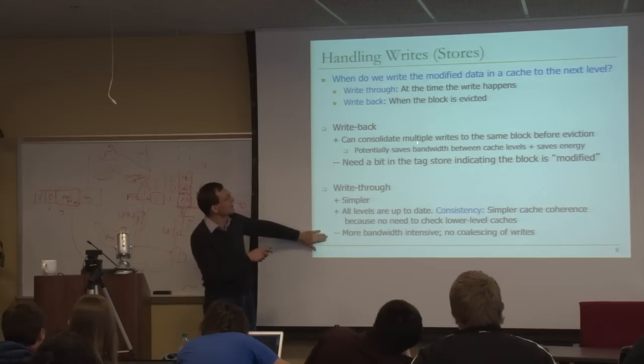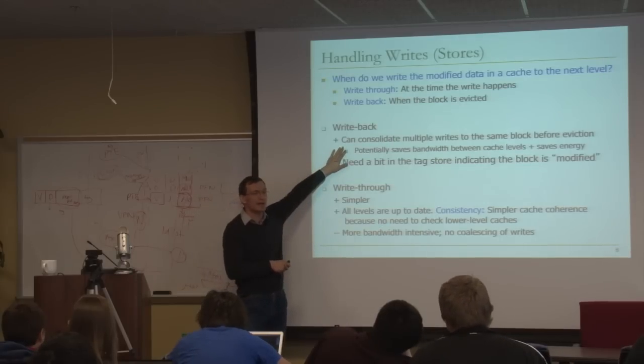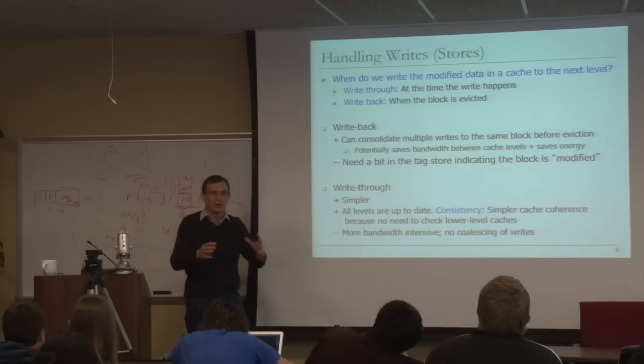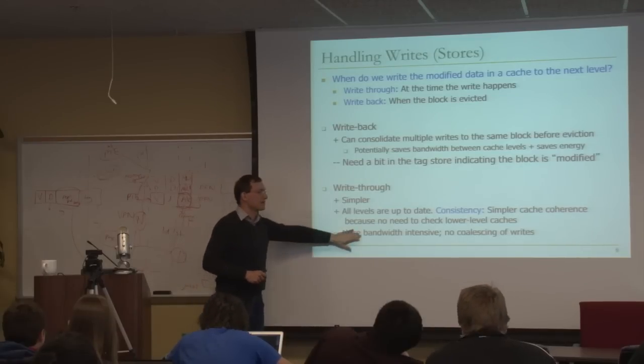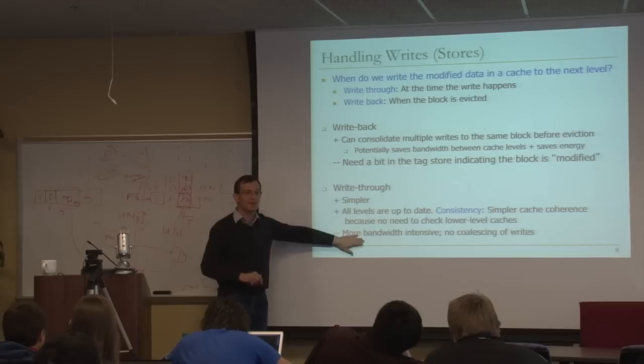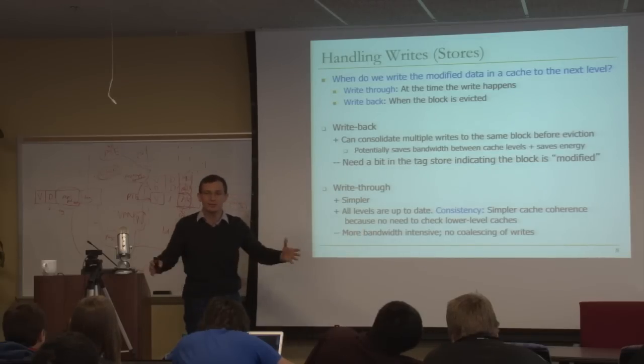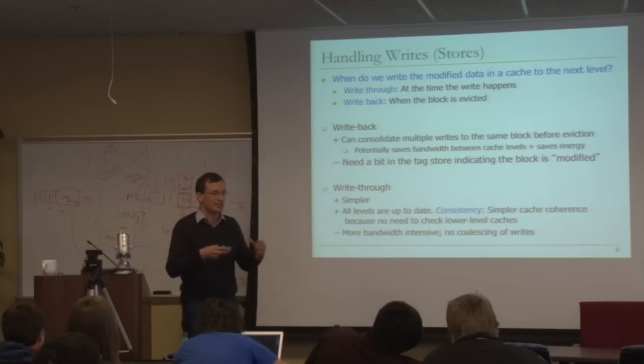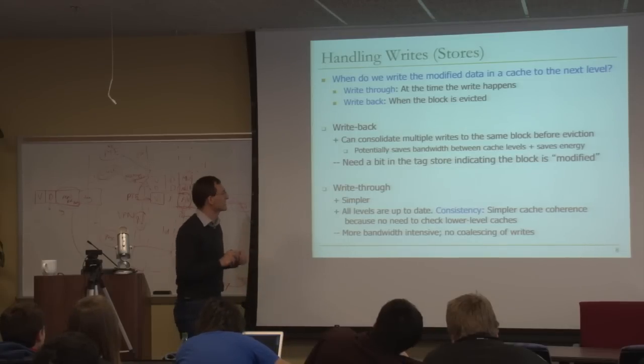You don't coalesce the writes. This is also called write coalescing or write consolidation. You don't coalesce the writes in a cache block. As a result, all writes appear to the next level. And you waste bandwidth, and this could waste performance also, because once you waste bandwidth, you're not doing other accesses during the time you're actually writing to the next level.